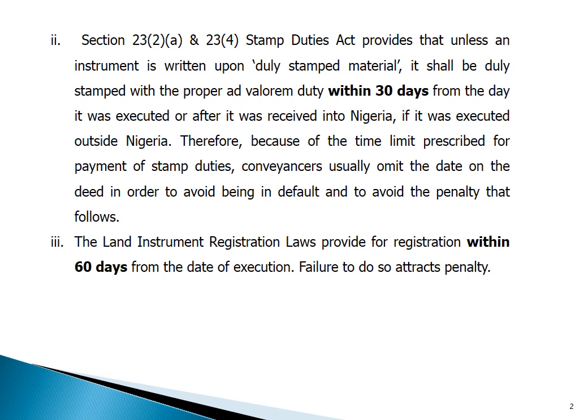Therefore, because of the time limit prescribed for payment of stamp duties, conveyancers usually omit the date on the deed in order to avoid being in default and to avoid the penalty that follows. 3. The land instrument registration laws provide for registration within 60 days from the date of execution. Failure to do so attracts penalty.